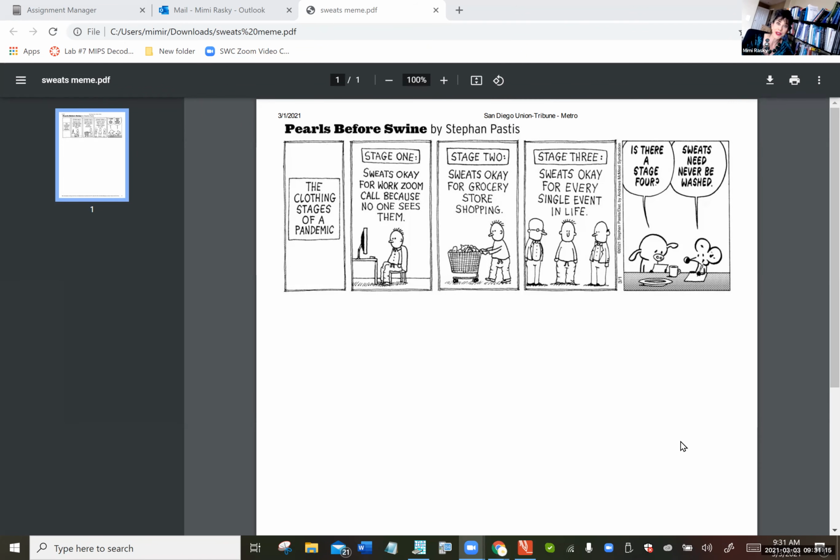Here you go. The clothing stages of a pandemic. Stage 1: Sweats are okay for work Zoom call because no one sees them. Stage 2: Sweats are okay for grocery store shopping. Stage 3: Sweats okay for every single event in life. Is there a stage 4? Sweats need never be washed.